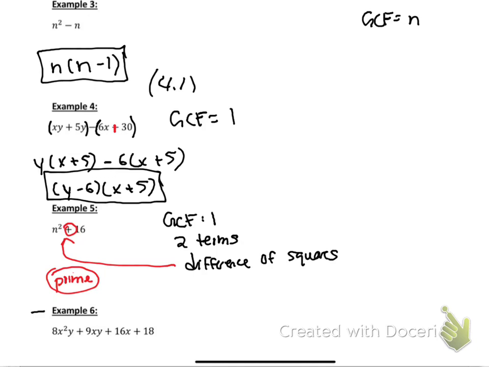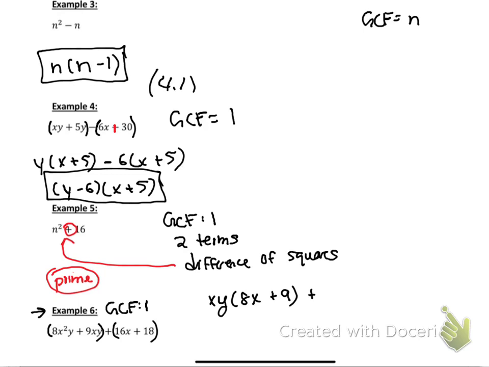If you look at this example here, first, again, we always look for our GCF, which in this case is 1, and then we count the number of terms. It looks like we have 4 terms, so we're going to try to factor by grouping. That means we group the first 2 terms together and the second set of terms together. Looking at the GCF of the first set of terms, our GCF is xy. So we have 8x plus 9.